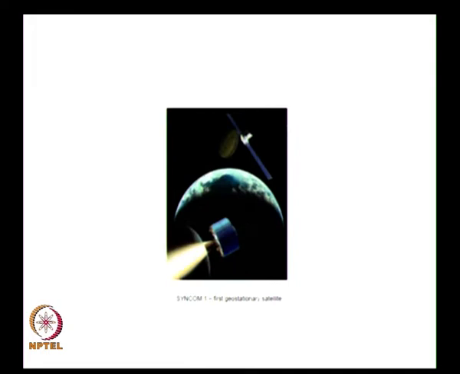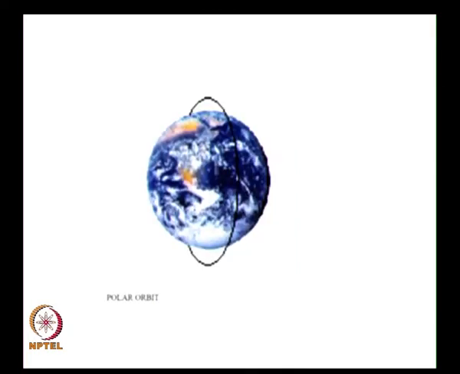This shows SYNCOM-2. The first geostationary satellite launched by the US was not successful, therefore the second one was successful. This was on 26 July 1963 and it relayed the Tokyo Olympics. This is a polar orbit, you go from north to south, you see this is the north to south, you are going around it like this, and you also find that this angle is not really 90 but a little more than 90.